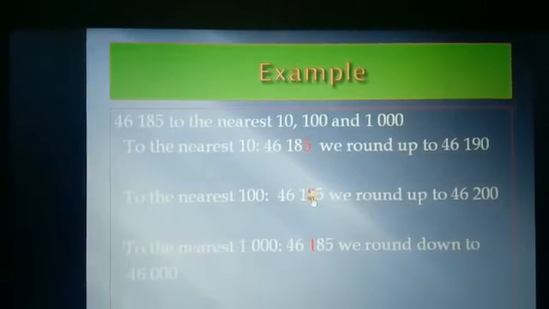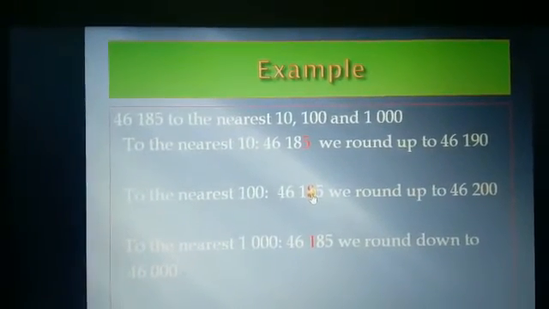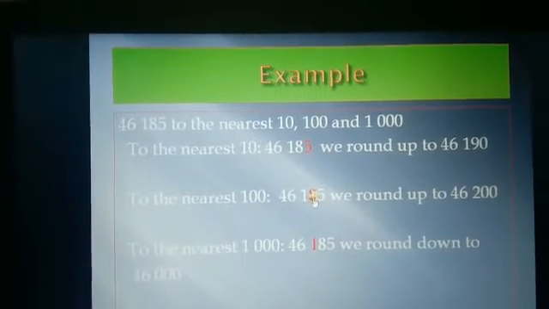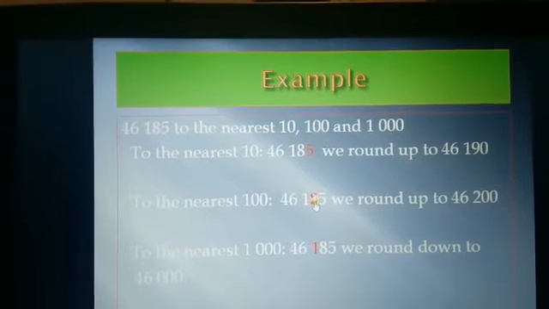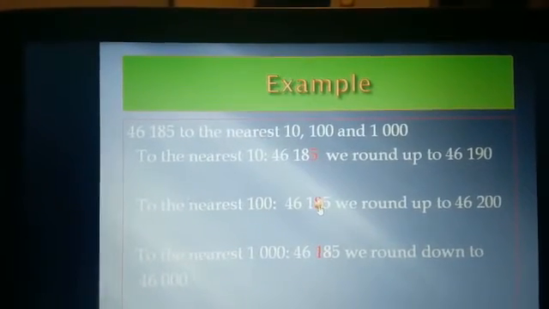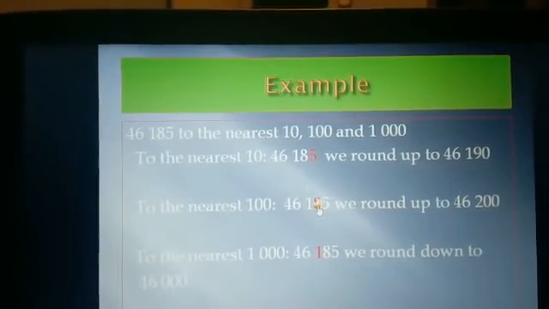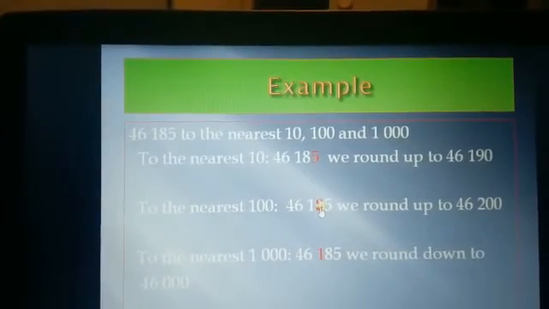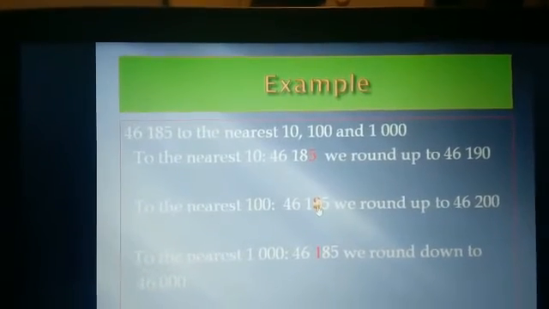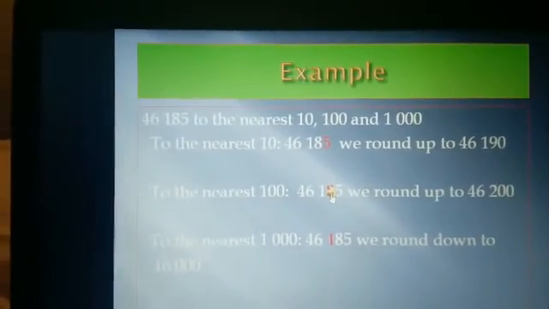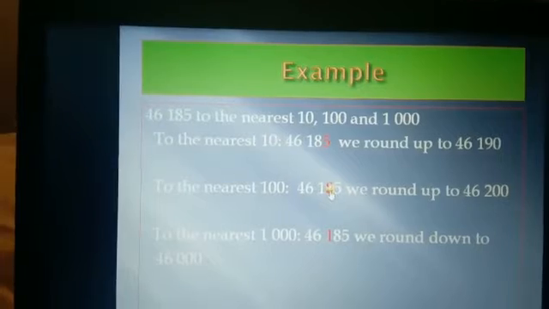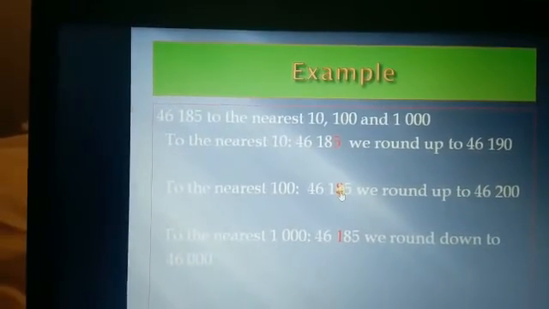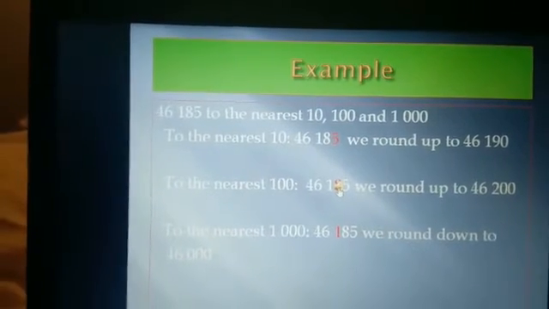Now we round off the same number again to the nearest 1,000. So we look at the number that is on the right of the thousands, which are hundreds, and that number is 1. So 1 is less than 5, so we are going to round down. When you round down, we throw away the numbers on the hundreds, the tens, and the units, and we put zeros, and our answer will be 46,000. So let's look at our answer. It has 3 zeros, therefore it is indeed a multiple of 1,000.